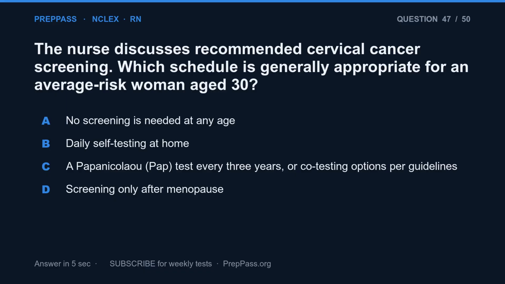Question 47. The nurse discusses recommended cervical cancer screening. Which schedule is generally appropriate for an average-risk woman aged 30? A. No screening is needed at any age. B. A daily self-testing at home. C. A Papanicolaou (PAP) test every 3 years, or co-testing options per guidelines. D. Screening only after menopause.